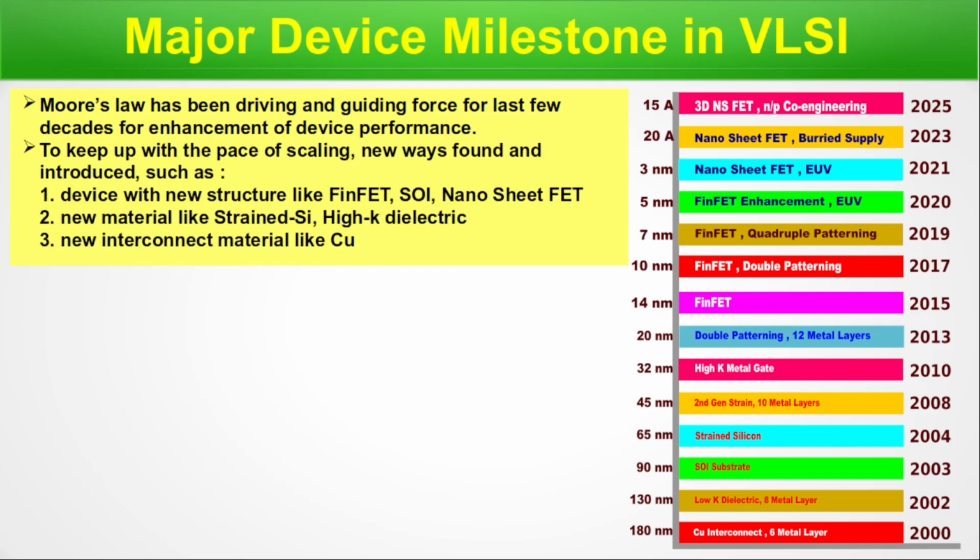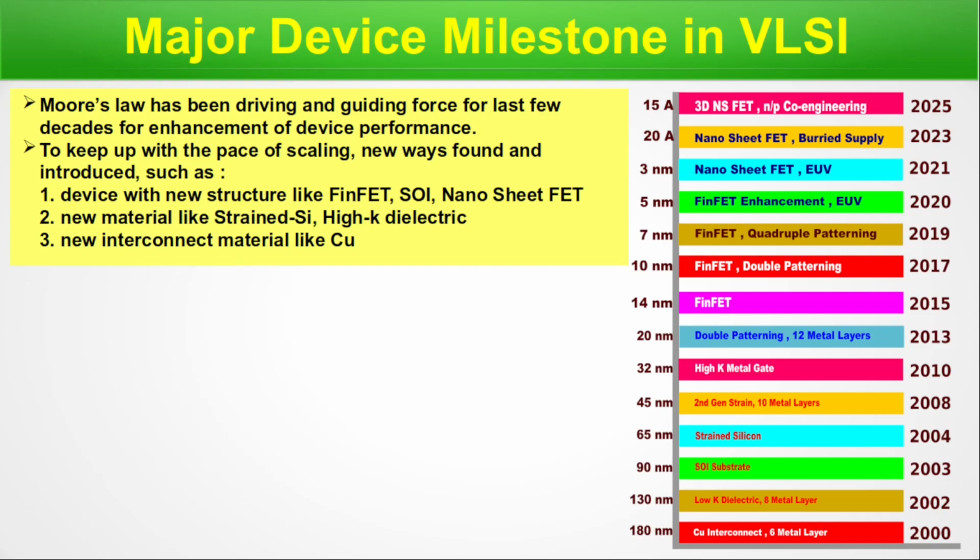To keep up with the pace of scaling, new ways were found and introduced, such as devices with new structures like FinFET, SOI, nanosheet FET. Second, new materials like strained silicon, High-K Dielectric, then new interconnect material like copper. So while we were following Moore's law, at many steps we had to go for new material.